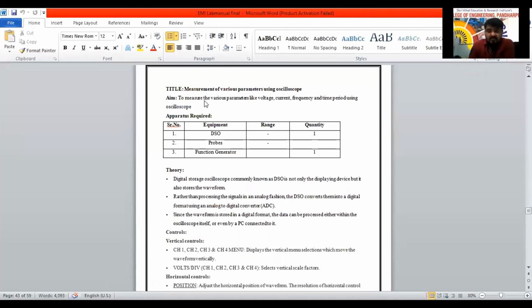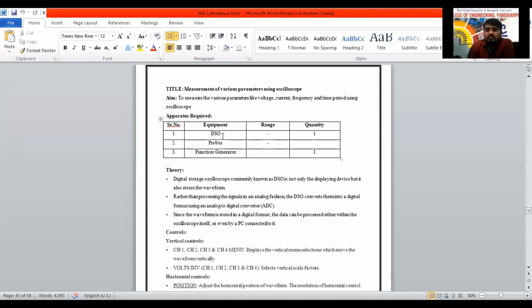So the title of the experiment is measurement of various parameters using oscilloscope. To measure various parameters like voltage, current, frequency, and time period, we can use the oscilloscope. To perform this experiment, the main thing required is the apparatus, that is, the oscilloscope.